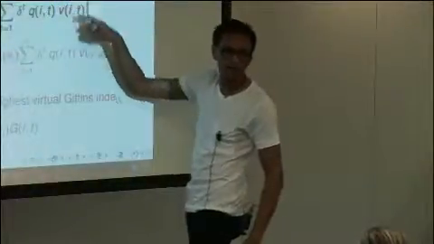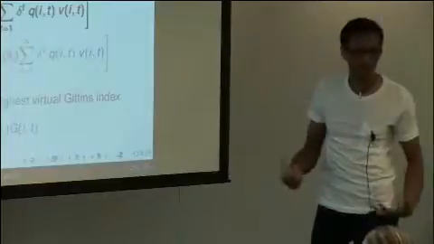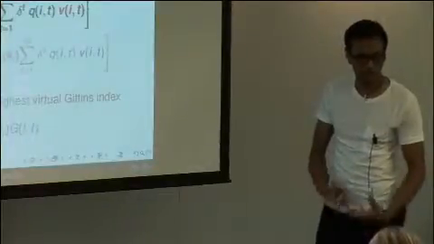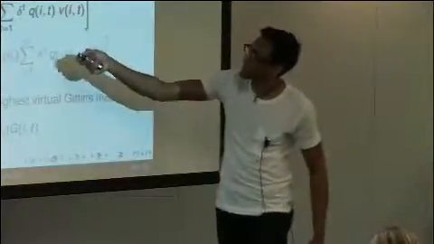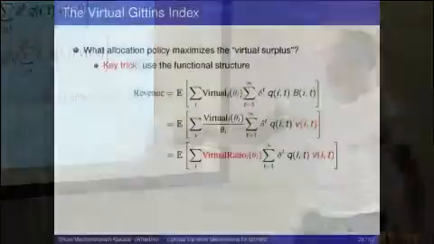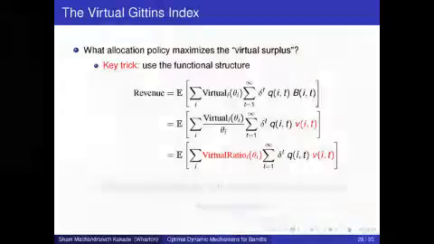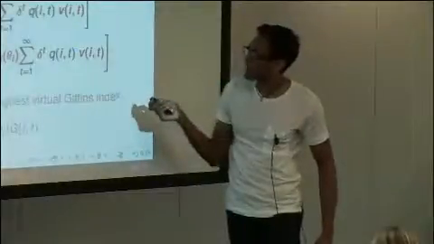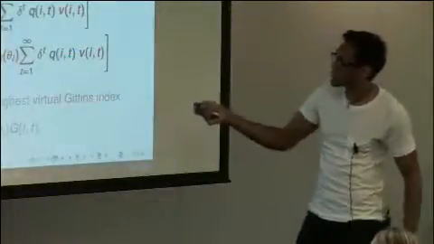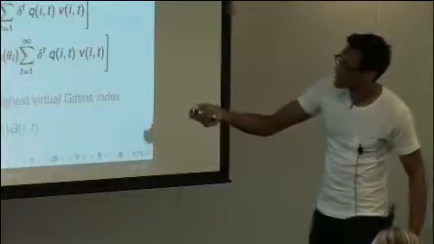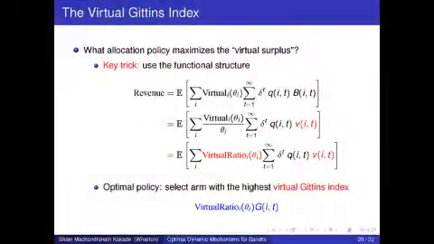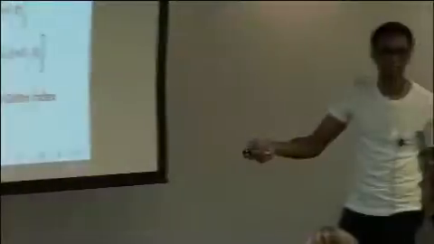Now the fact that it's a product form is important. We're using the function of separation here. And this piece here, we're going to define as the virtual ratio: the ratio of the virtual value to the value. To maximize this, you really just scale the Gittins index by the virtual ratio. That's the policy. It's just like the old policy, just another way to write it.